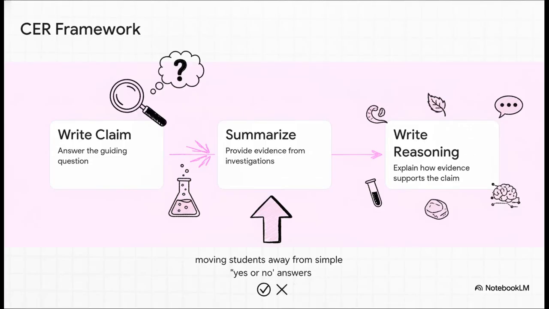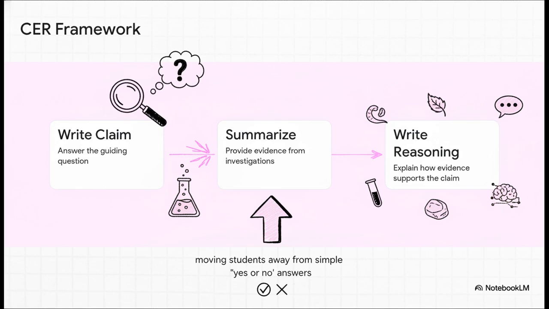To help guide these investigations, on day 3, you'll introduce a really powerful tool, the CER framework. That stands for Claim, Evidence, and Reasoning. This is your absolute secret weapon for moving kids away from simple yes or no answers, pushing them toward real scientific discourse. First, they make a claim. Then, they summarize specific observations for their evidence. Finally, they use reasoning to explain how that evidence supports the claim.